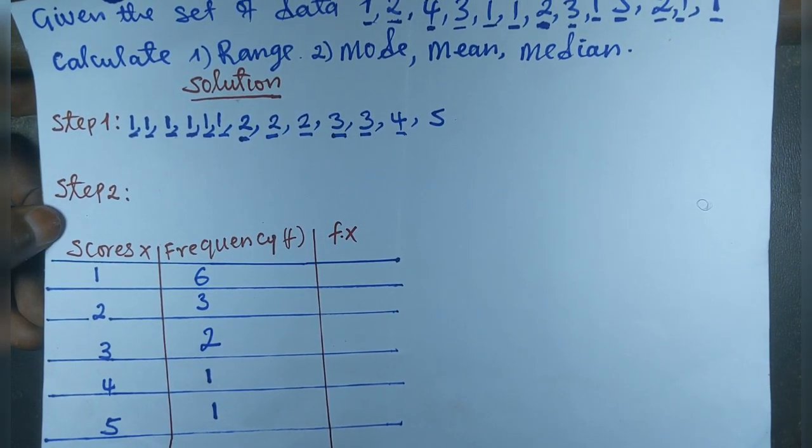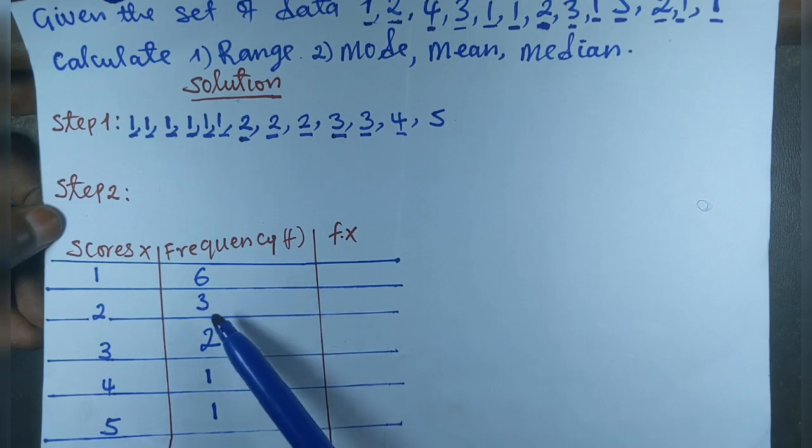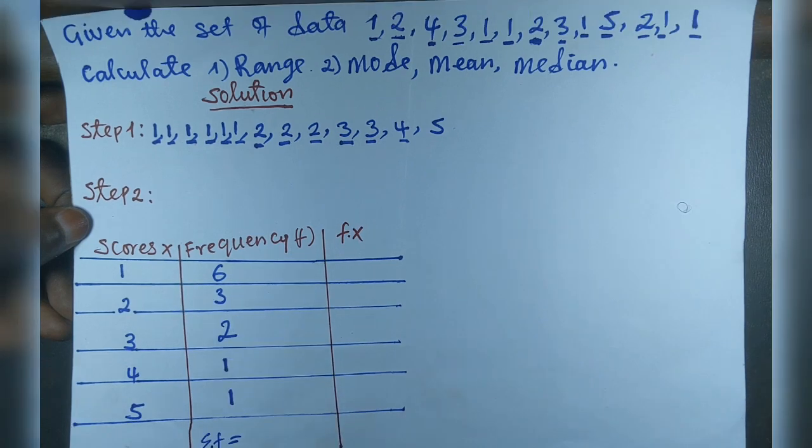We now need to look for the sum of frequency. The summation of f is equal to, then we can sum this. 6 plus 3 gives us 9, plus 2 gives us 11, plus 1 gives us 12, plus 1 gives us 13. So the sum of frequency is 13.